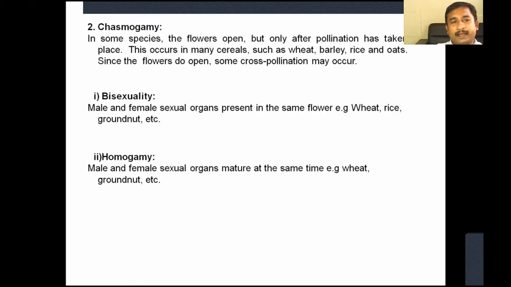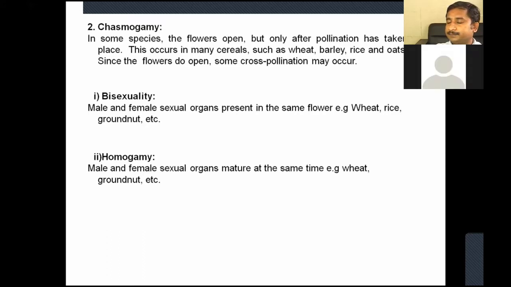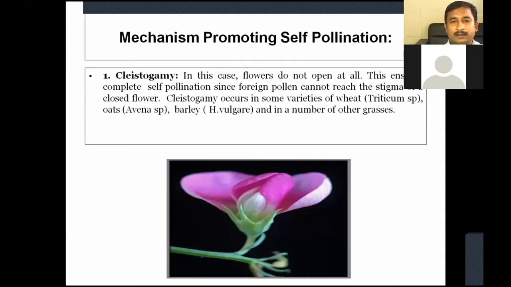And there is another mechanism. Sir, yes. Sir, in cleistogamy you gave the examples of wheat, oats and barley. These three are all monocots, right? They are all monocots. So can we say that cleistogamy only occurs in monocots? All monocots. Okay, there are some exceptions, so you can just see it.